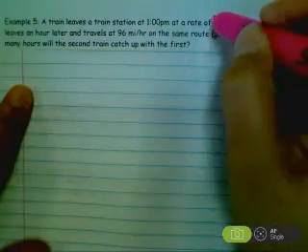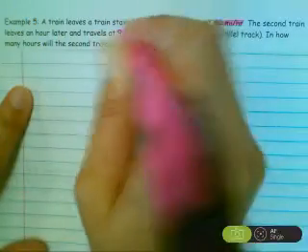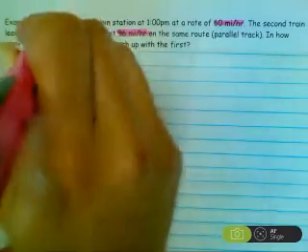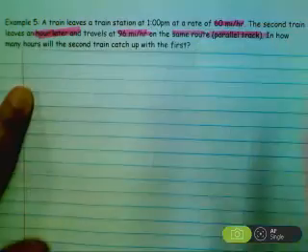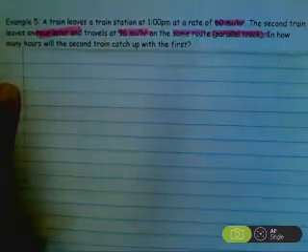We also need to know that the rate of the first train is 60 miles per hour. The second train is 96 miles per hour. It leaves an hour later. And we need to know that they go on the same route, okay? I want to know how many hours it will take the second train to catch up with the first.